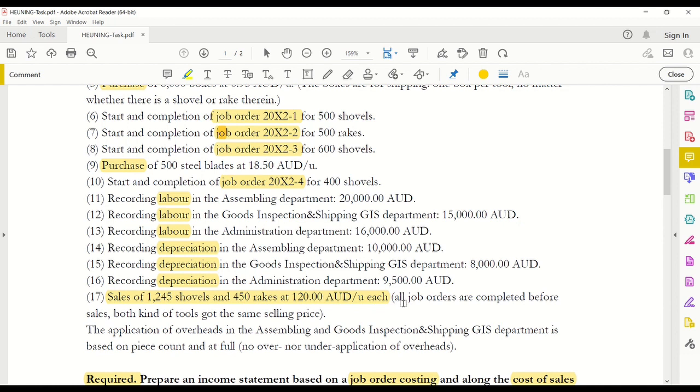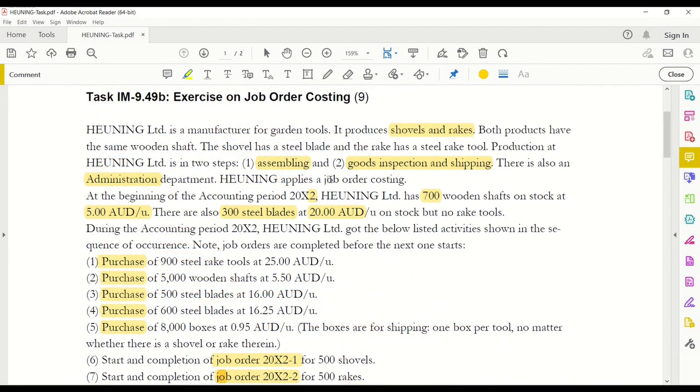Now there comes an important piece of information. All job orders are completed for sales. For the application of the overheads in the assembling and in the goods inspection and shipping department, we can use the piece count, and there is a full application of overheads. We start our bookkeeping entry work by recording the opening values.